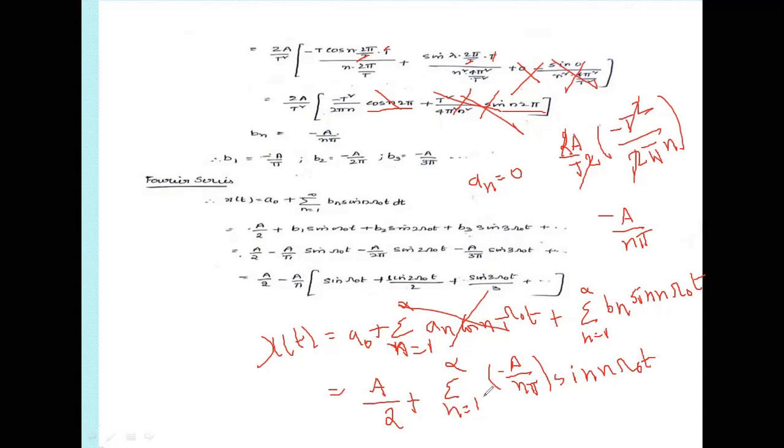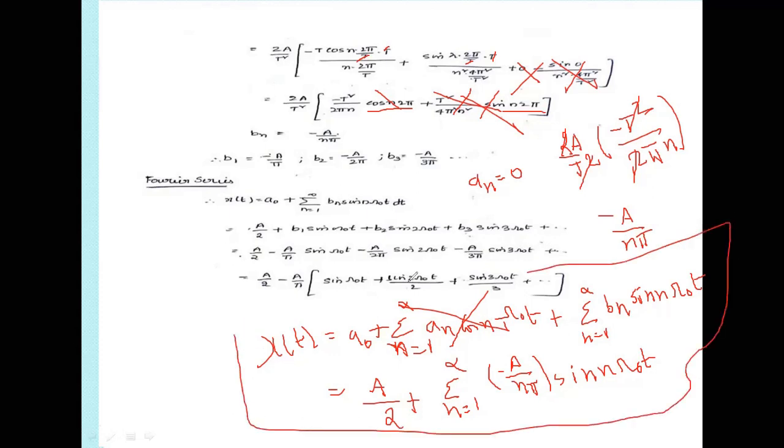Now you can expand with n equal to 1. The first term becomes minus A by pi sine omega naught t, where n value is 1. The second term becomes minus A by 2 pi sine 2 omega naught t. And the third term becomes A by 3 pi sine 3 omega naught t, and so on. This is the trigonometric Fourier series for the given sawtooth waveform in the range of 0 to T with an amplitude of A, as the signal is a periodic signal. Got it, my students?